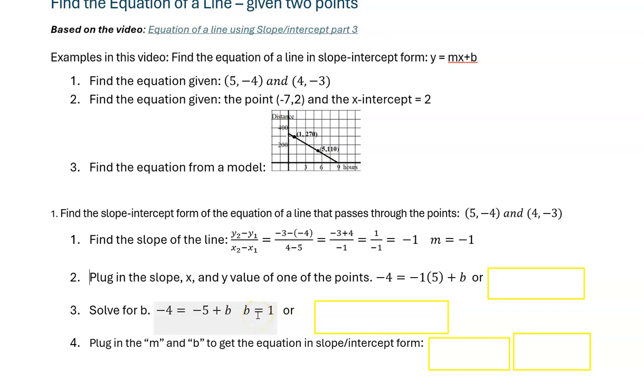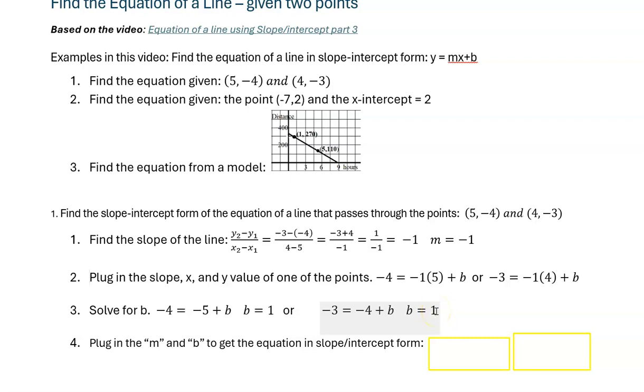But what if I had chosen the other point? Well, the second point would look like this. I would have -3 for y. I would still have my slope as -1, and I would have 4 for x. And if I were to simplify that, I would get -4 plus b over here. And if I add 4 to both sides, I get b equals 1. So whichever point you use, you're going to get the same y-intercept. So don't get hung up on which one to use.